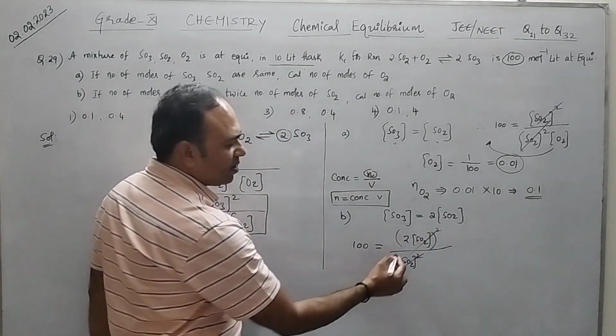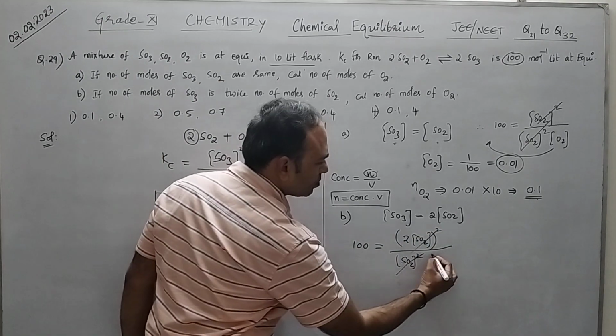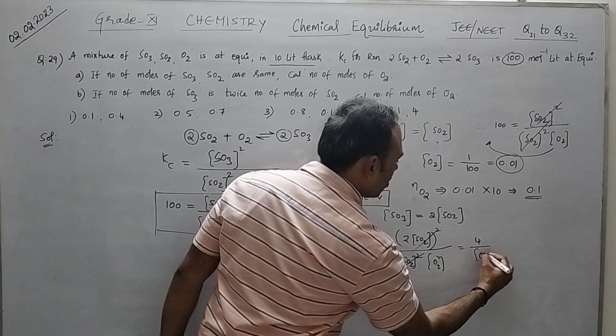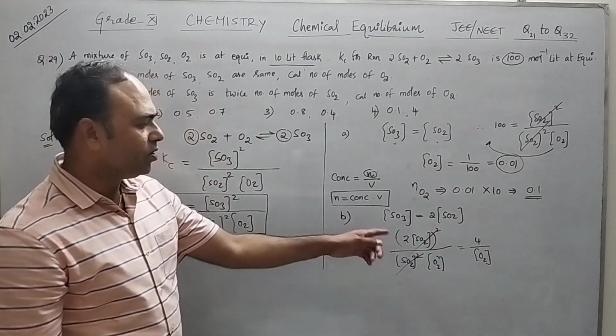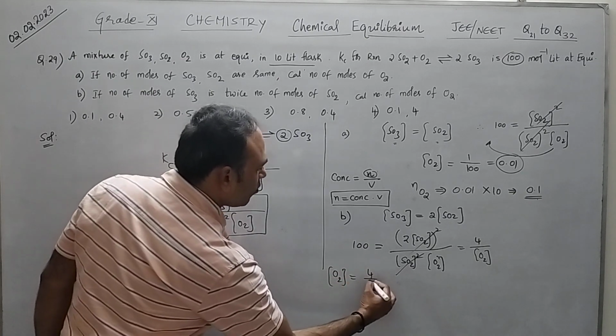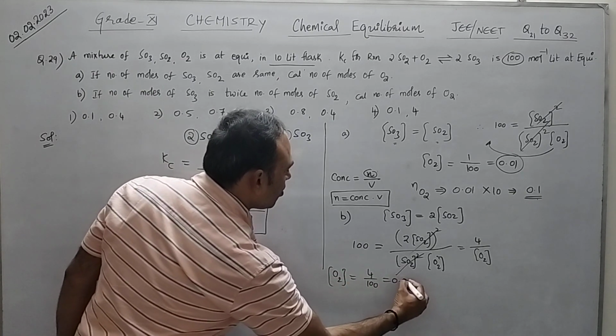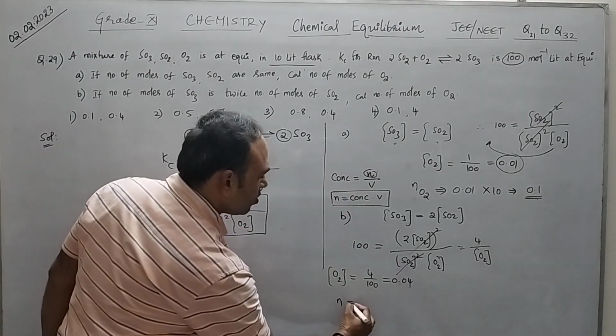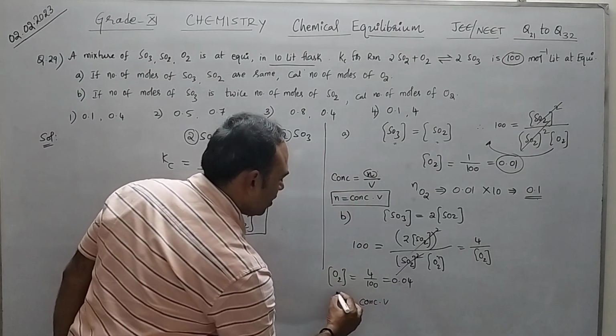Fine, both get cancelled, and what is 2 squared? Nothing but 4. We get 4 by the concentration of O2. Now send O2 to the other side, what do you get? The concentration of O2 is equal to 4 by 100, nothing but 0.04. Now apply the same formula.